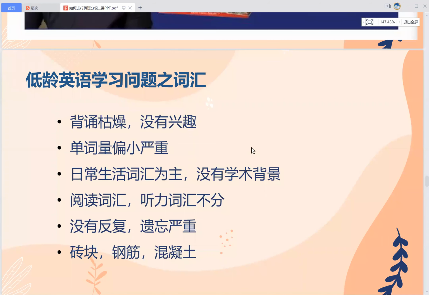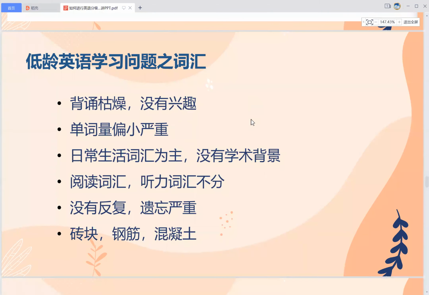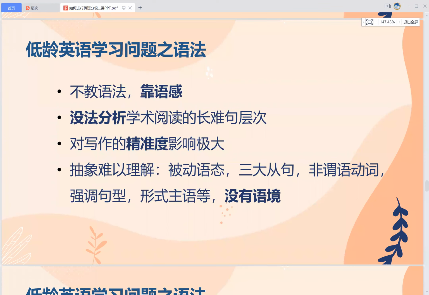Cement is reading. It's reading that can combine or stick all the bricks and steel together. So I always emphasize to them reading is so important. Grammar, you don't have to teach grammar, I would say, individually or separately.